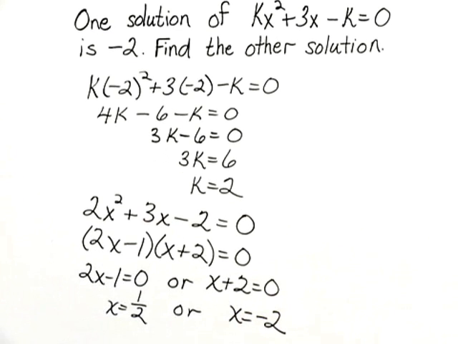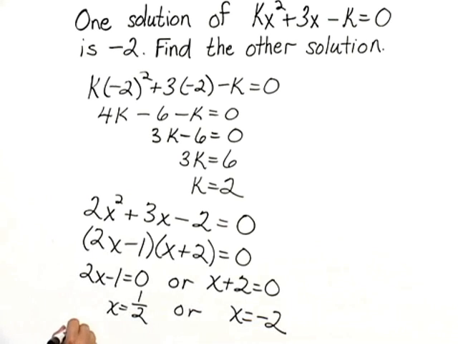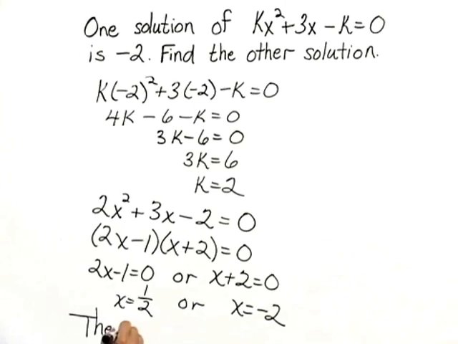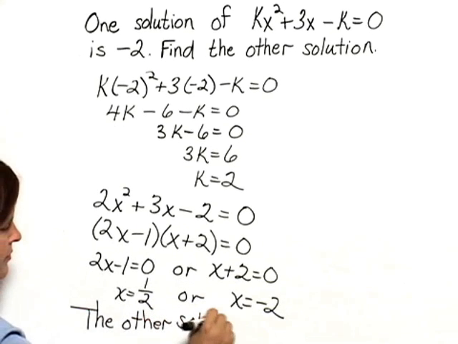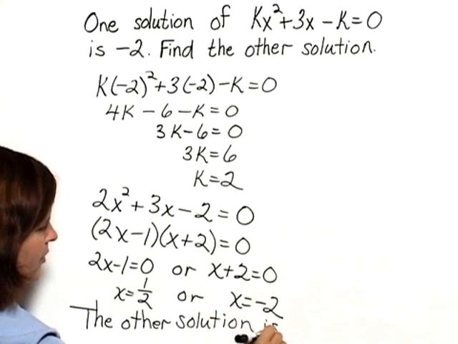Now let's look carefully at what we're asked to find. We're asked to find the other solution. We're given this solution, so the other solution would be 1/2. And we could just say the other solution is 1/2.